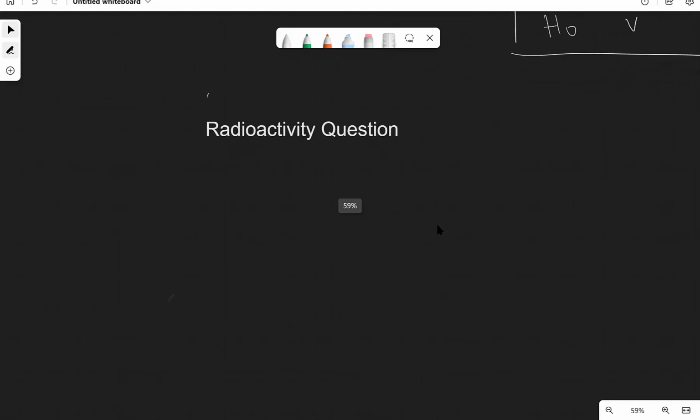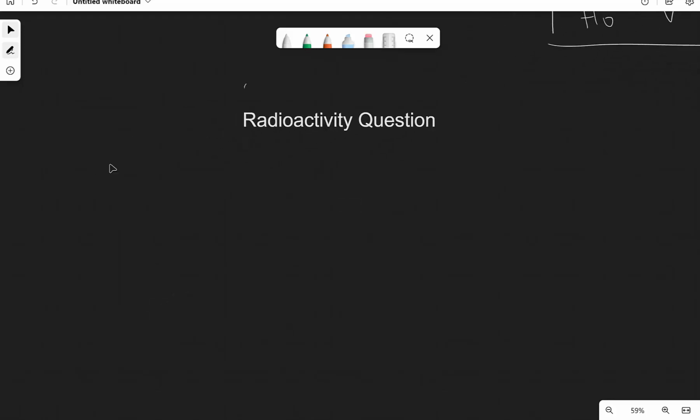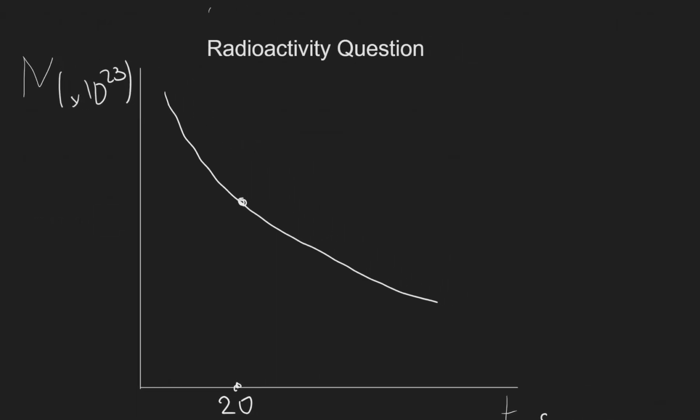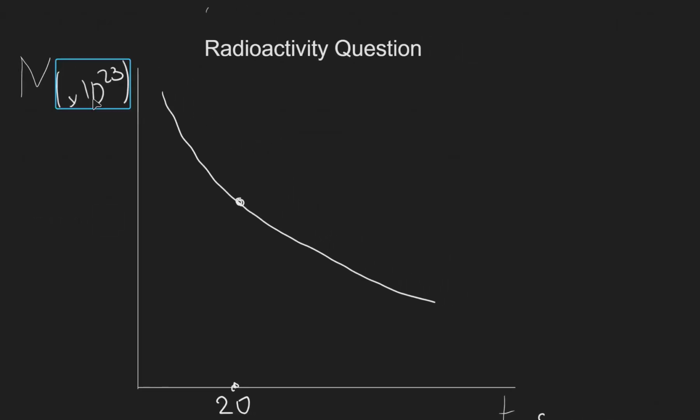Okay, next one, which is the radioactivity question from the 2019 Combined Science Trilogy. So that's question 6. This is a really fun radioactivity question. We have the number of particles on the y-axis, and notice that the numbers are multiplied by 10 to the power of 23, and we have the time in seconds.